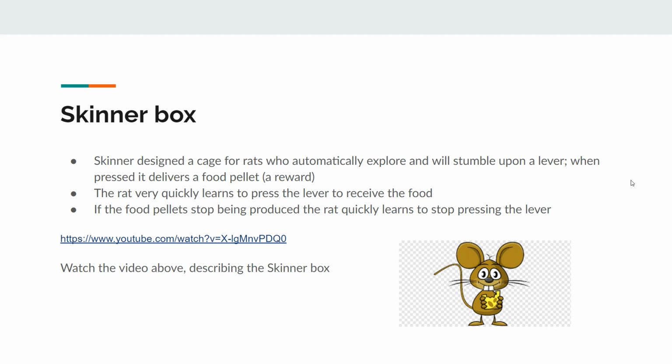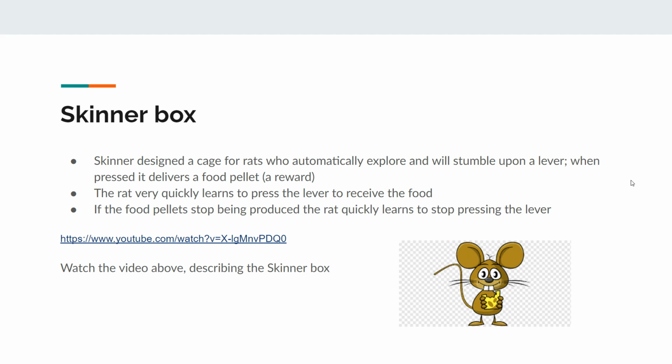So the Skinner box. On the page in your booklet, the task says describe the Skinner box, and there's a box there for you to do that. You could draw a small diagram, but make sure you describe in words what the Skinner box is and what it shows us. Basically it's a cage that he designed for rats, and as I said, they'll automatically explore. They'll stomp around the cage looking at what's going on, and by coincidence at some point they'll stumble upon a lever. When they press it, it delivers a food pellet. This is obviously a reward. The rat will very quickly learn to press the lever and get the food. If the food pellets stop being produced, the rat will quickly learn to stop pressing the lever.